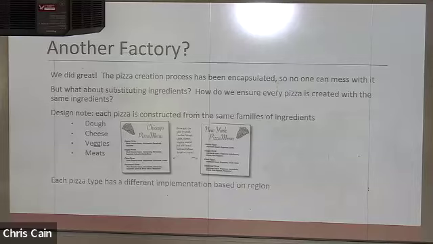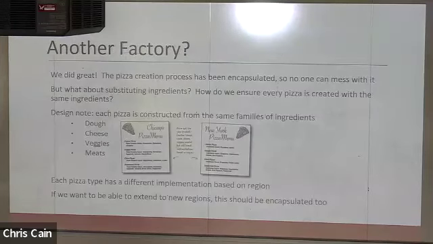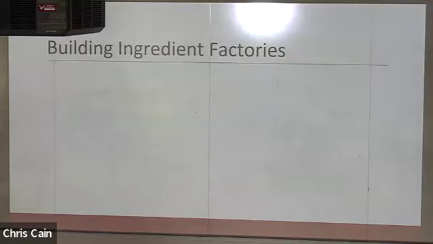One other thing to note is that these doughs and cheeses and veggies and meats are going to have different implementations based on whether they're New York style or Chicago style or California style or some style that hasn't been invented yet. We want to be able to extend these to new regions. We need to be able to encapsulate the ingredient factories as well, so that we are able to produce the ingredients. So we're going to create some ingredient factories. Factories inside of factories. A factory for creating the pizza, and now a factory for creating the ingredients within the pizza.